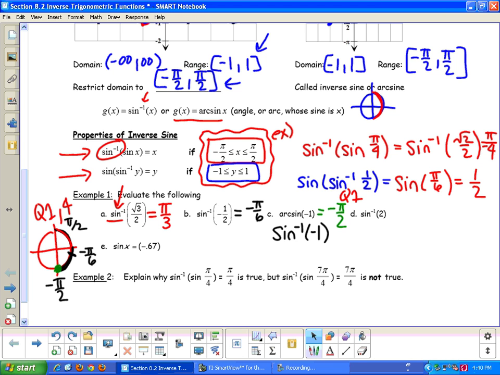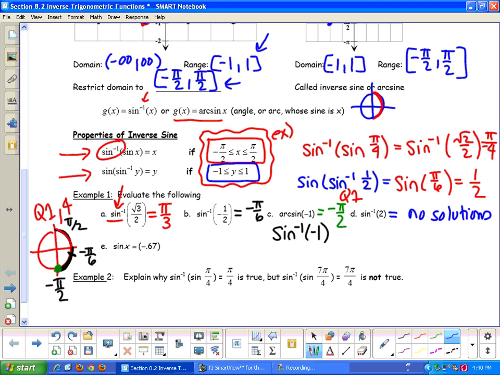Now I have this sine inverse of 2, or I could say the arc sine of 2. Well, remember we said before, if I try to rewrite this, the sine of what angle is going to give me 2 on my unit circle? Remember, your unit circle has a radius of 1, so your values are always going to be in between negative 1 and 1. So this is not even something that I can solve because it's not in my domain. So this would be no solutions.